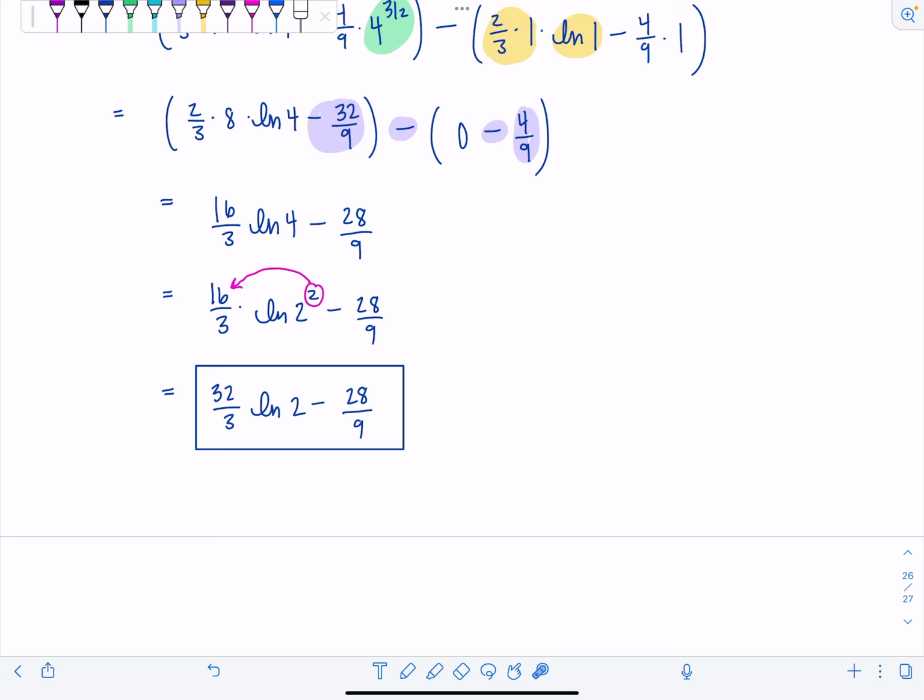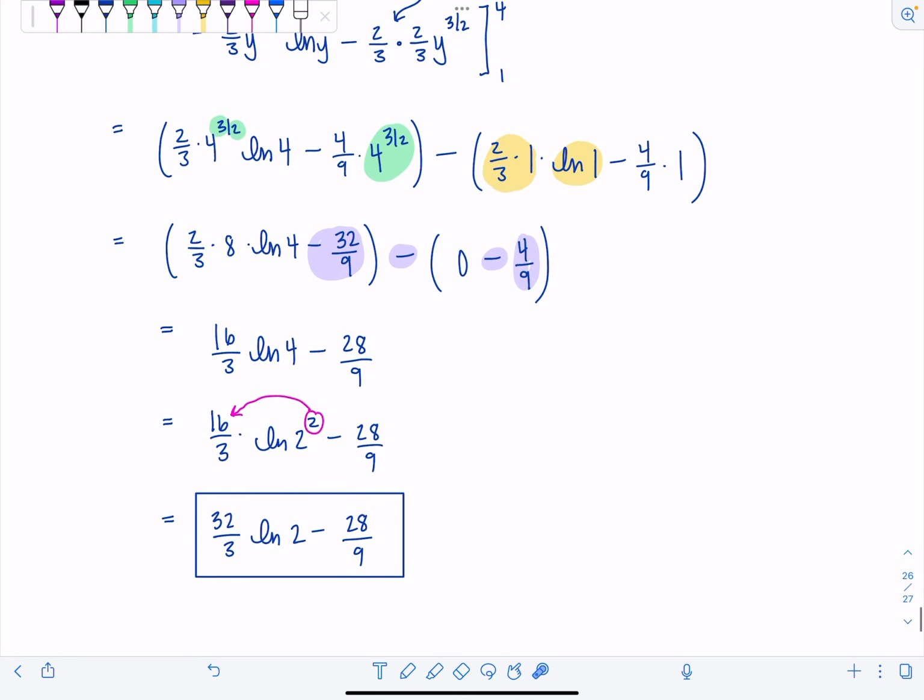Do you have to do that? My students always ask, would you take points off if we didn't do that? I don't know. Okay, ask your teacher what they would do. I think the last version looks the best. What about you? Tell me your preference. Would you leave it 16 thirds ln of 4 minus 28 over 9? Or would you take it a step further? I say you want to try to break down the argument of the logarithm whenever possible.